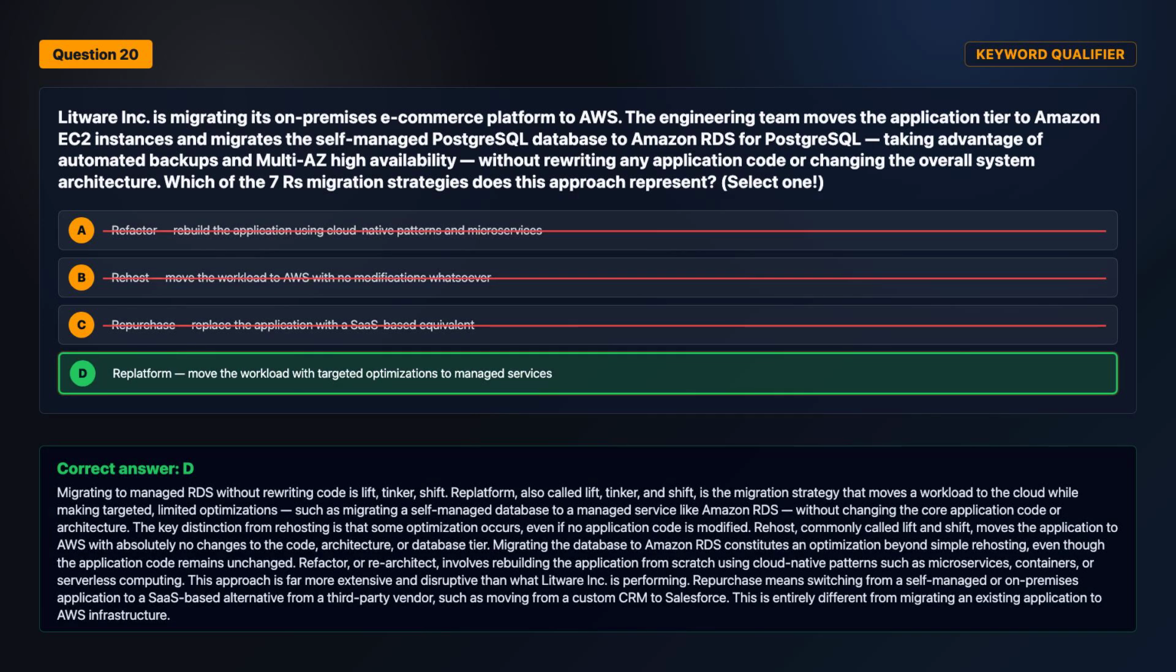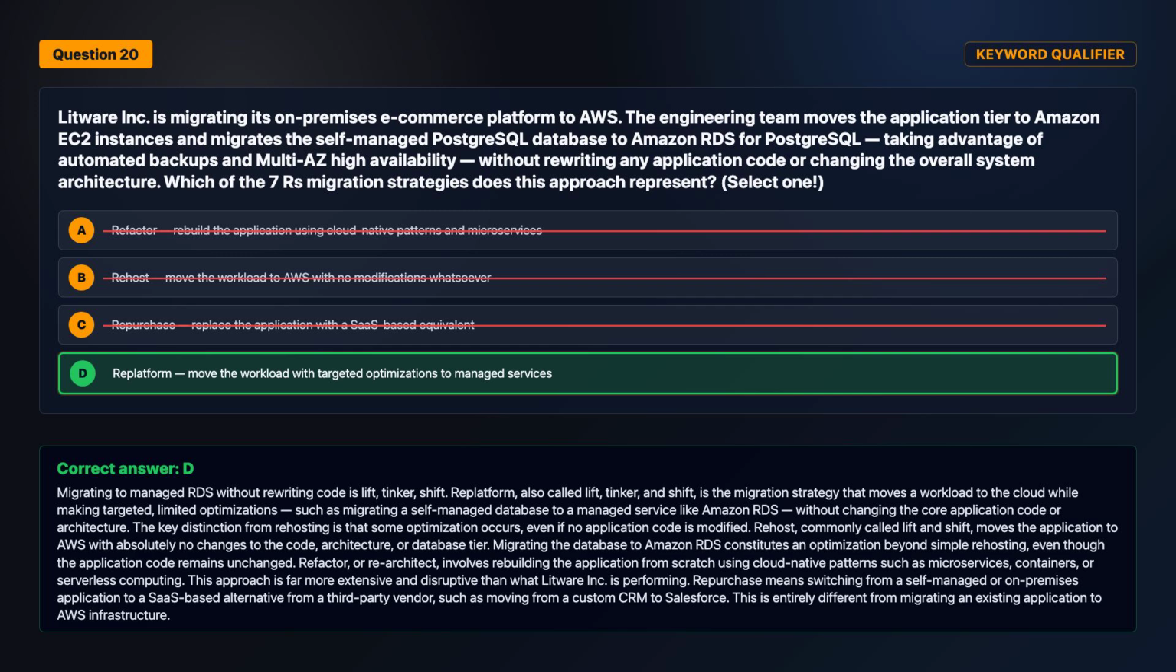The correct answer is option D. Migrating to managed RDS without rewriting code is lift, tinker, shift. Re-platform, also called lift, tinker and shift, is the migration strategy that moves a workload to the cloud while making targeted, limited optimizations, such as migrating a self-managed database to a managed service like Amazon RDS, without changing the core application code or architecture. The key distinction from rehosting is that some optimization occurs, even if no application code is modified.